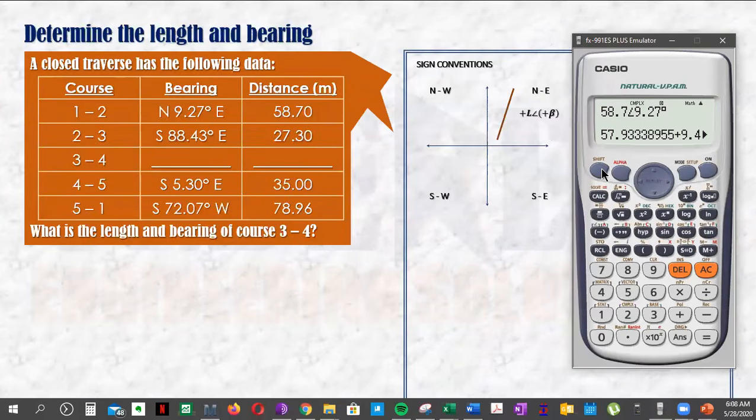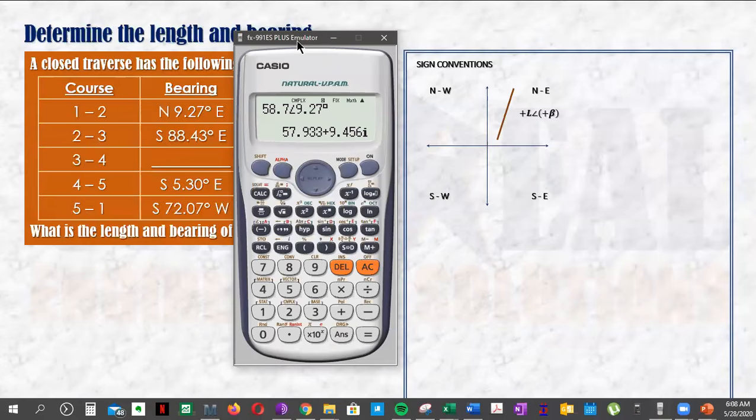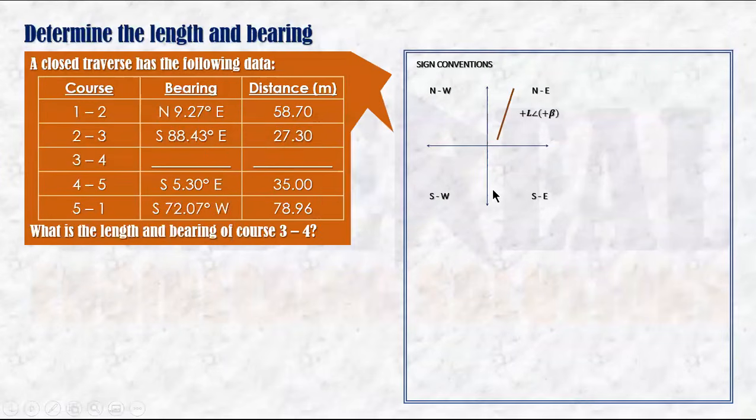That is done by pressing shift, then setup or mode, then looking for fix 6 and 3. Perhaps there's a different way of doing that using the Canon calculator, but it's better to fix it to 3. So it becomes simplified, right? You'll see 57.93 plus 9.456i. This is the latitude, and this is the departure, as you can see.